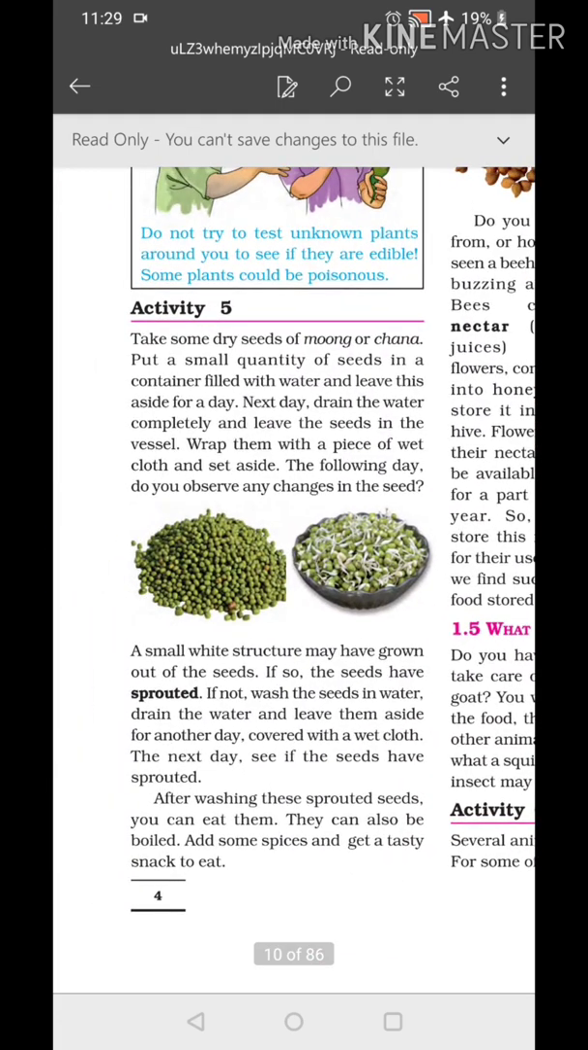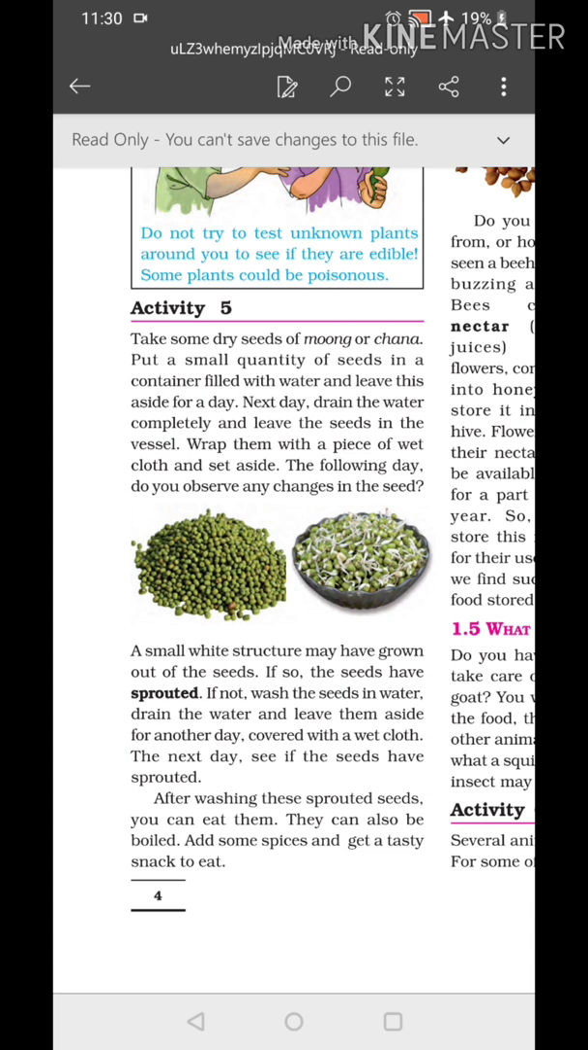I would like you all to perform this activity number 5, in which you need to take some dry seeds of moong or chana dal, put a small quantity of seeds in a container filled with water, leave this aside for a day. Next day, drain the water completely and leave the seeds in the vessel. Wrap them with a piece of wet cloth and set aside.